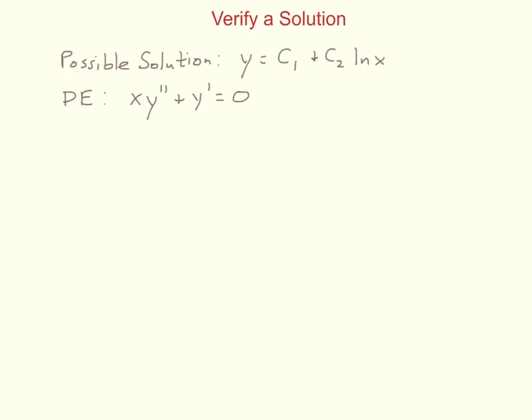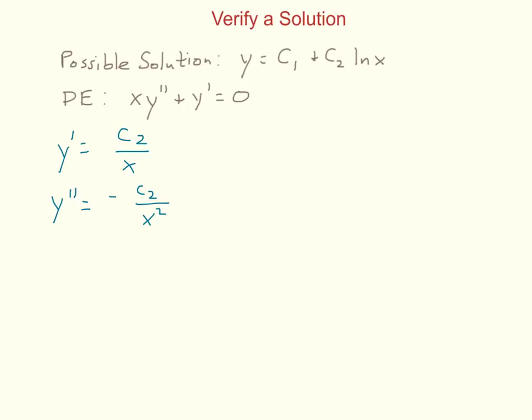So the first thing I'll do is find y prime. y prime in this case is going to be the derivative of this. Well, the derivative of C1 is 0. And then the derivative of C2 times the natural log of x is just going to be C2 over x. My second derivative is going to be negative C2, C sub 2, over x squared.